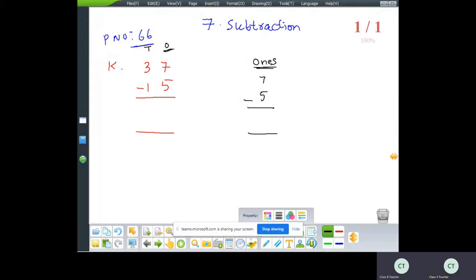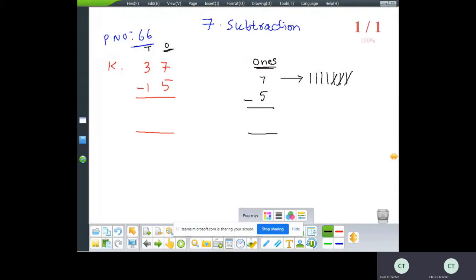It means 7 minus 5. 5 is subtracting from 7. Actually, 5 is smaller than 7. Subtraction means we take a small number from a big number. 7 means draw 7 lines: 1, 2, 3, 4, 5, 6, 7. From 7, we remove or cut 5 lines.